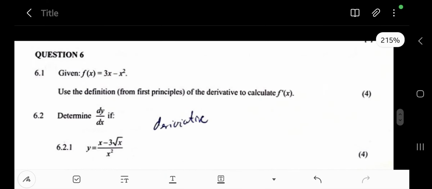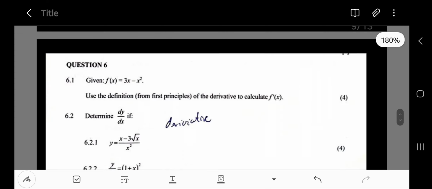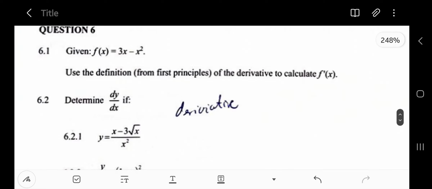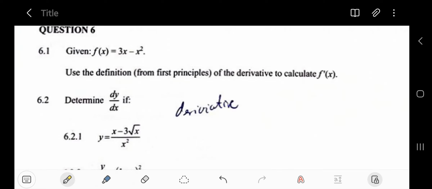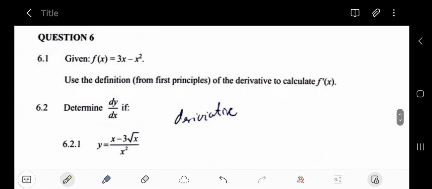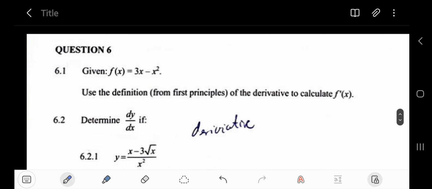Push, right? We're doing question 6, again, of the June 2023 exam paper for matriculants in Gauteng that was written on the 9th of June, which is the date of the recording. So let's push. So 6.1, this is calculus derivative. They want us to find the derivative, or in other words, f prime x, using first principles. So let's just establish what our answer will be using the power rule.